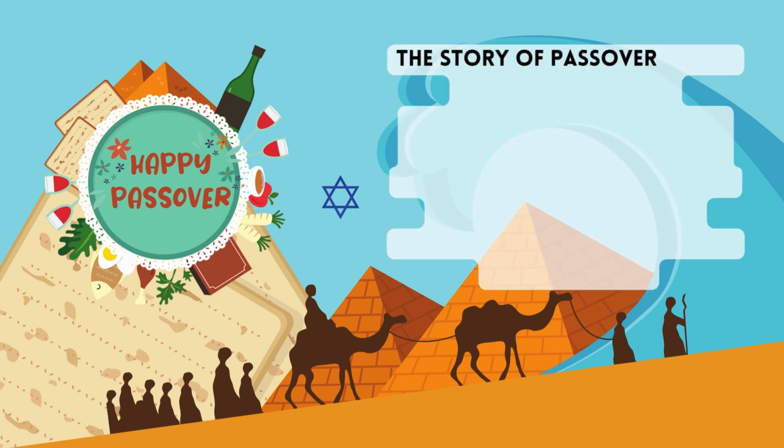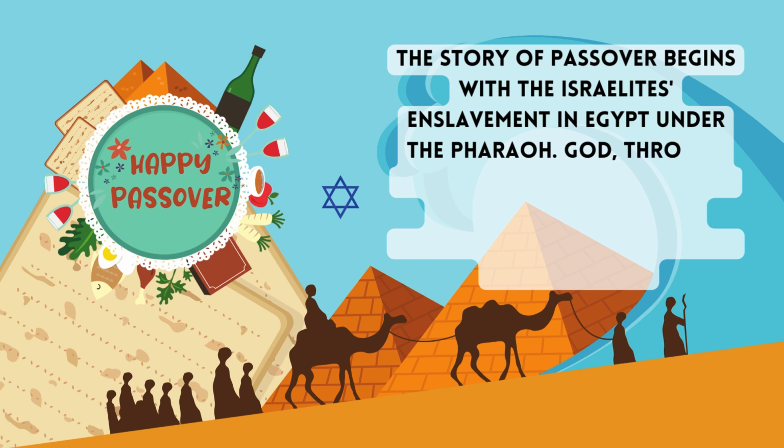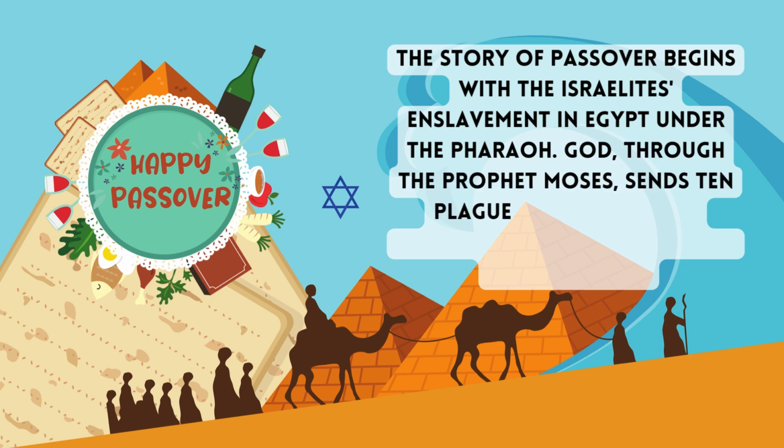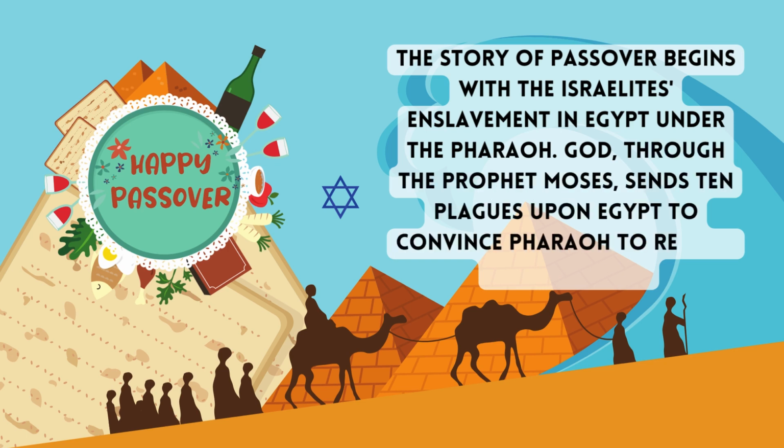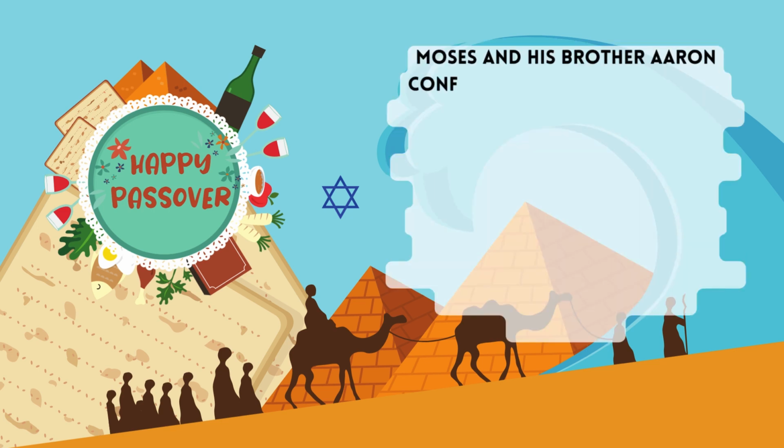The story of Passover begins with the Israelites' enslavement in Egypt under the Pharaoh. God, through the prophet Moses, sends 10 plagues upon Egypt to convince Pharaoh to release the Israelites. Moses and his brother Aaron confront Pharaoh, demanding the release of the Israelites.